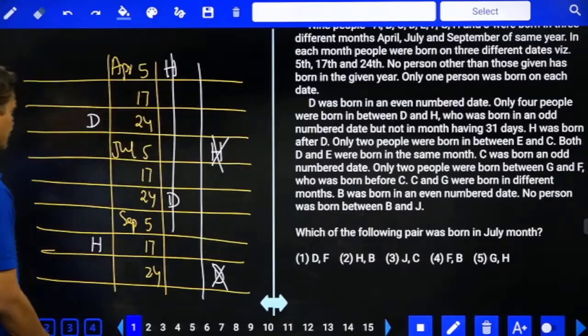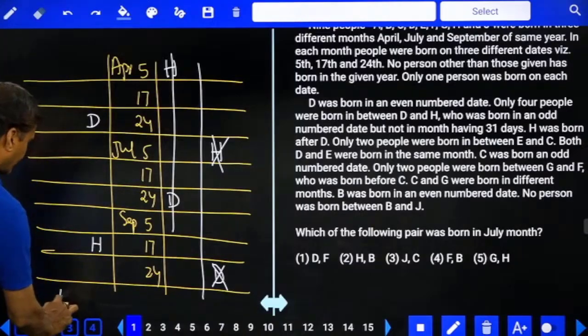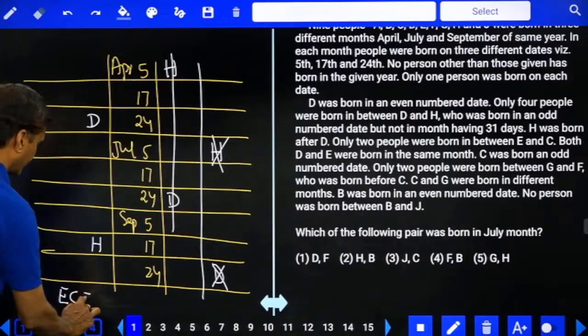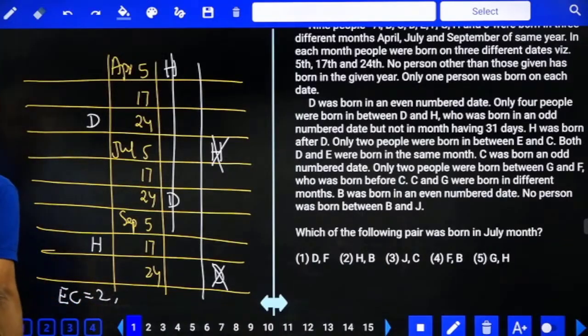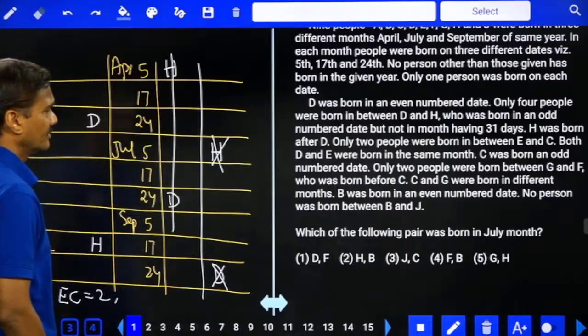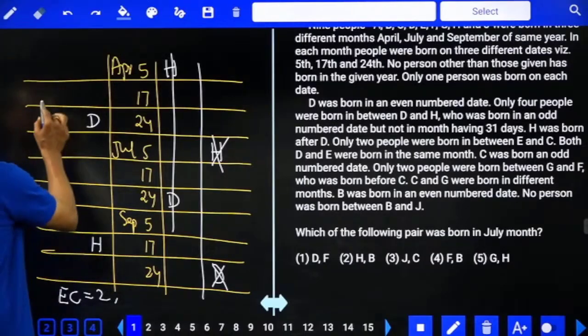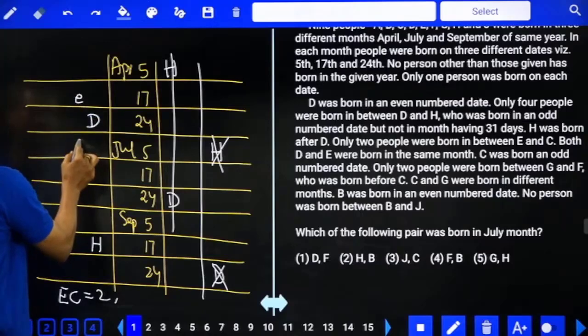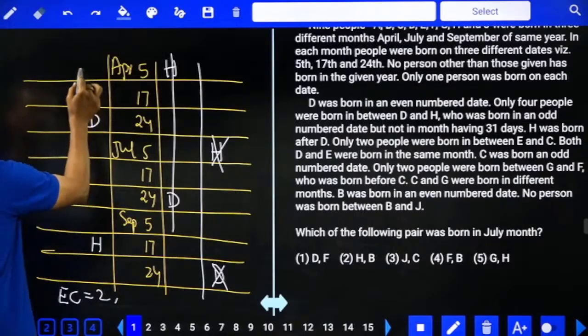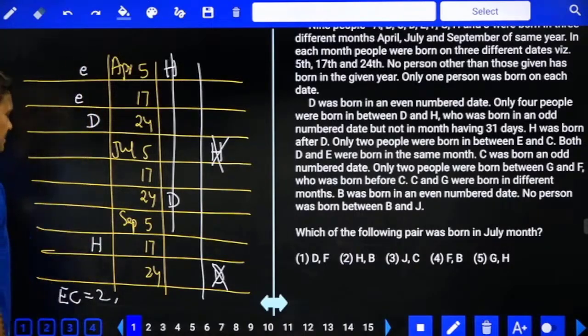And there are only 2 persons between E and C. In between E and C, how many? There are only 2 people. Both D and E were born in the same month. D and E were born in the same month. E can be either here or E can be here. Clear? Both D and E were born in the same month.